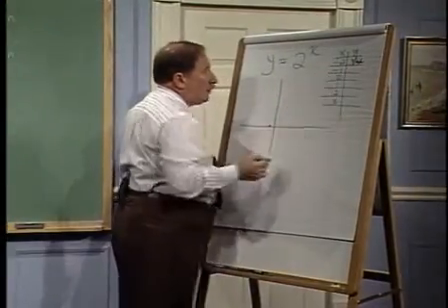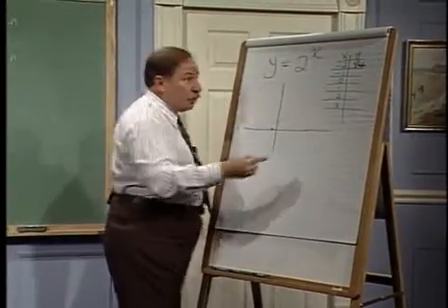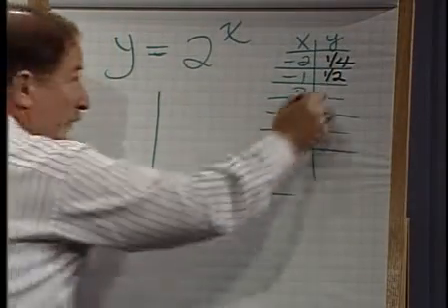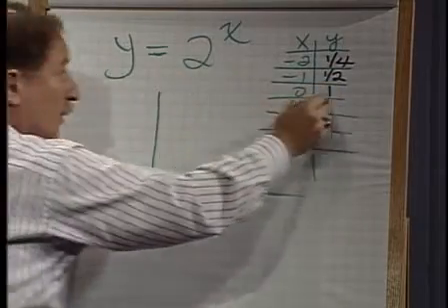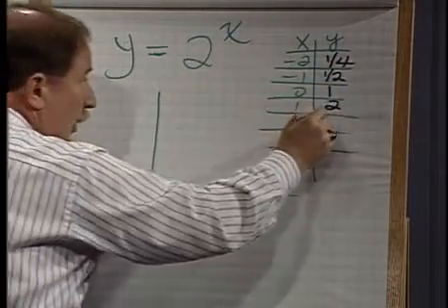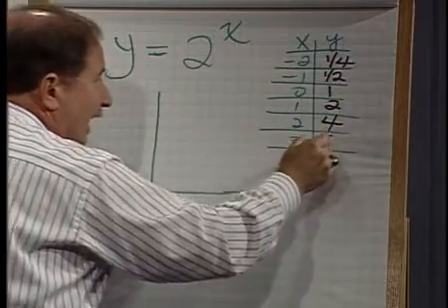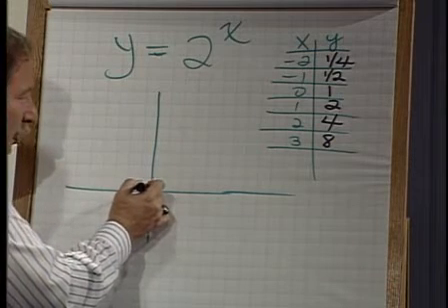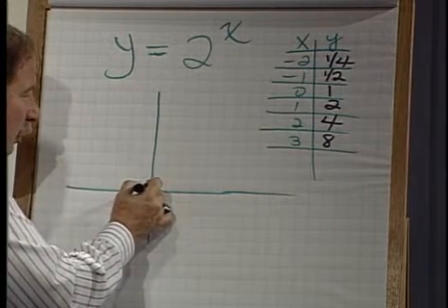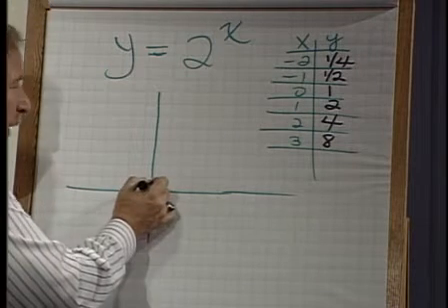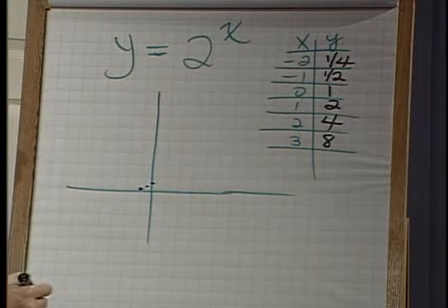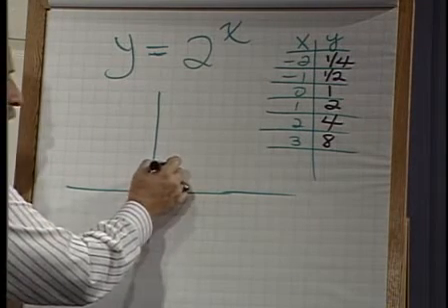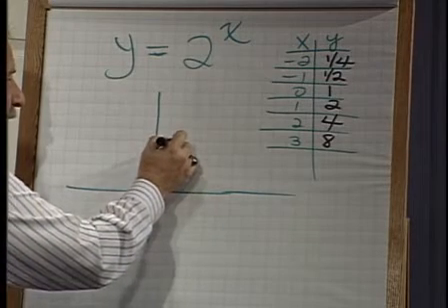So we're never going to get a negative number. We put in negative 1 for x, we get 2 to the negative 1, which is 1 over 2, which is a half. We put in 0, we know that 2 to the 0 is 1. 2 to the 1 is 2. 2 to the second, or 2 squared, is 4, and 2 to the third is 8. So let's plot those points. Negative 1, 1/2 would be someplace over here. Make a little bigger dot. 0, 1 over here. 1, 2. 2, 4. And 3, 8.